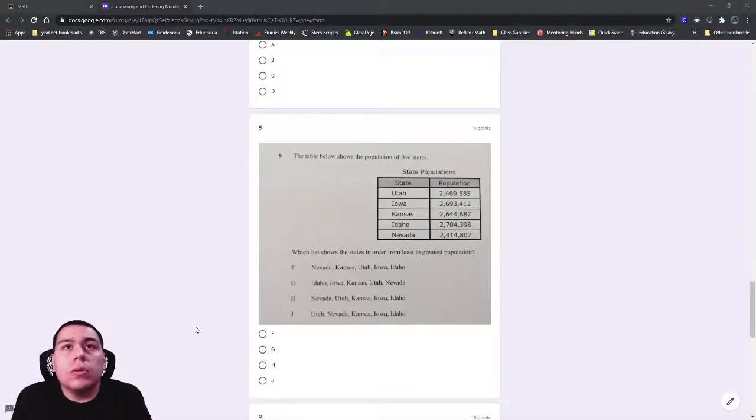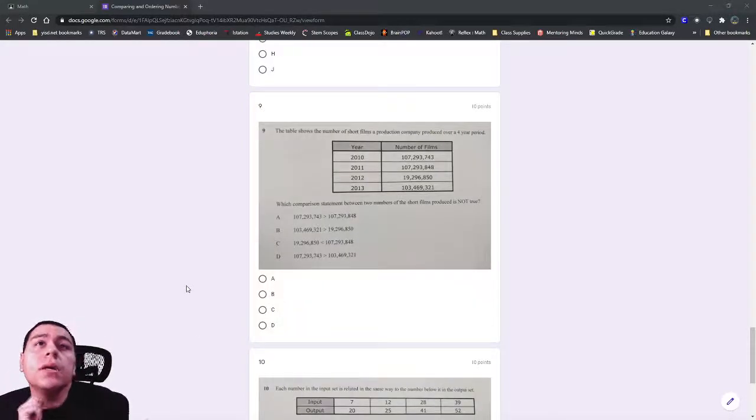Question 8. The table below shows the population of 5 states. Which list shows the states in order from least to greatest population? F. Nevada, Kansas, Utah, Iowa, Idaho. G. Idaho, Iowa, Kansas, Utah, Nevada. H. Nevada, Utah, Kansas, Iowa, Idaho. J. Utah, Nevada, Kansas, Iowa, Idaho.